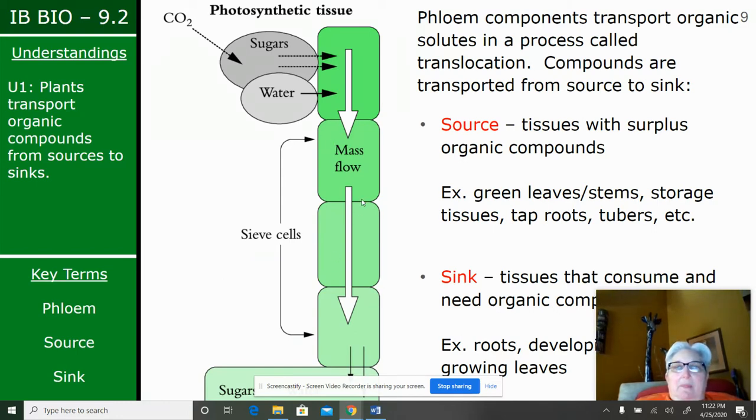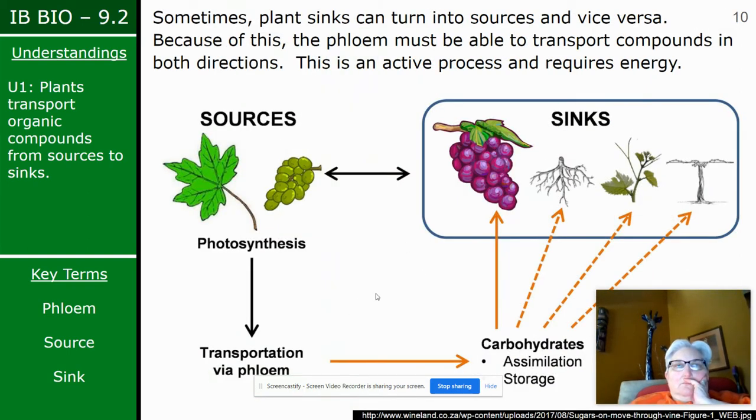Top to bottom. Our source is going to be any of those tissues that have extra organic compounds. For example, leaves, tap roots, things like that. And then the sink is where the compounds are going to be consumed. Sometimes plant sinks will turn into sources, so we can go back and forth with that.